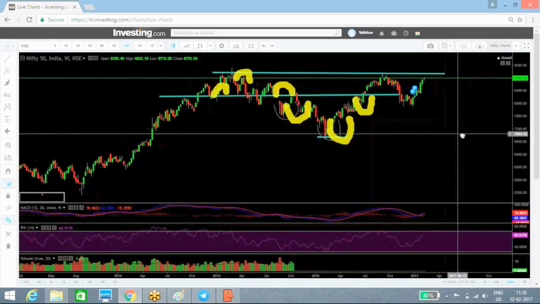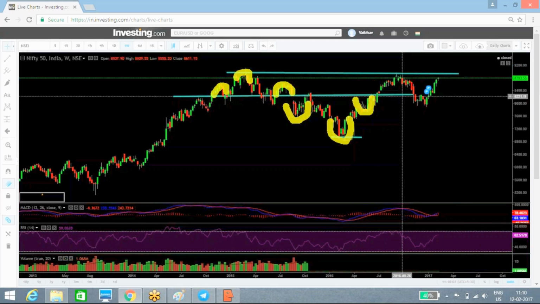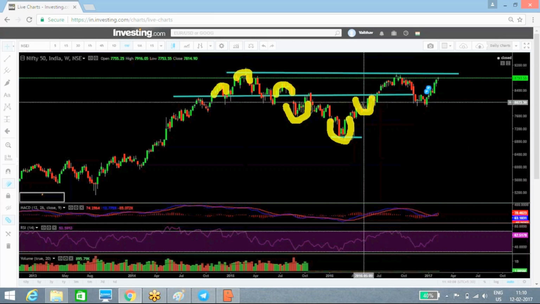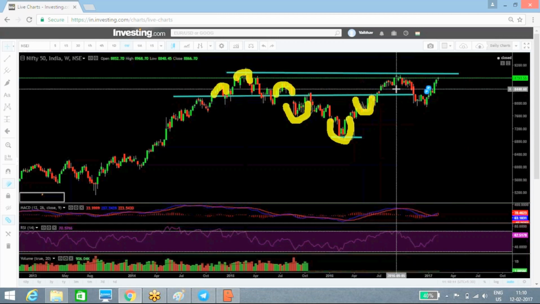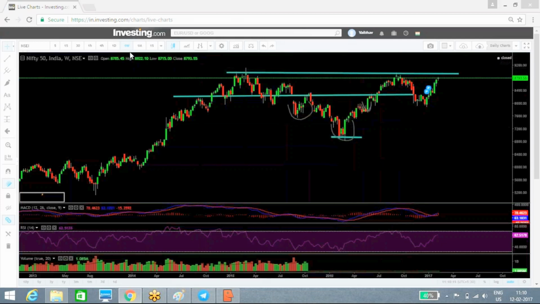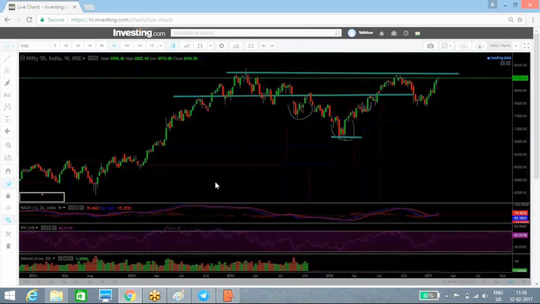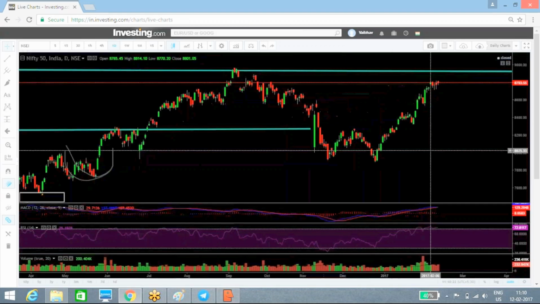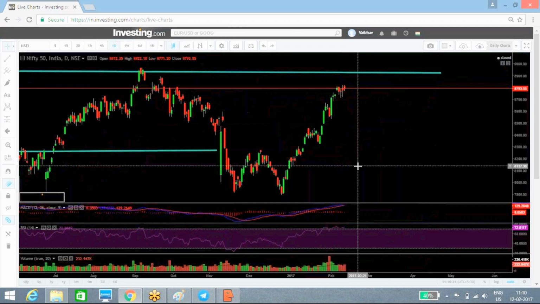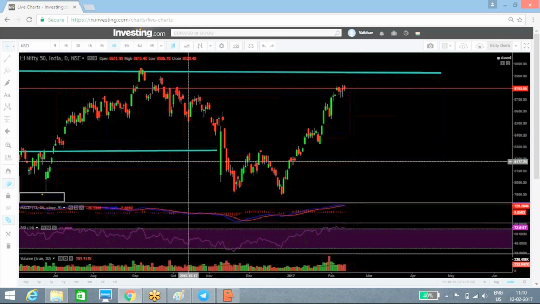How we come to 11,000, we'll see afterwards. So this is the perfect scenario to see head and shoulders right now. One more interesting thing I will show you. See this daily chart?